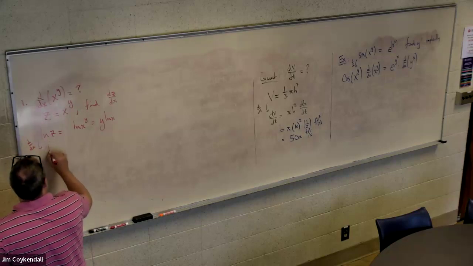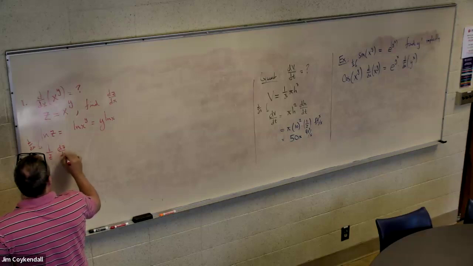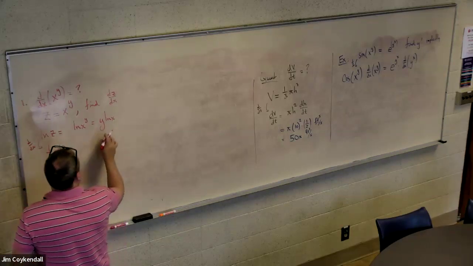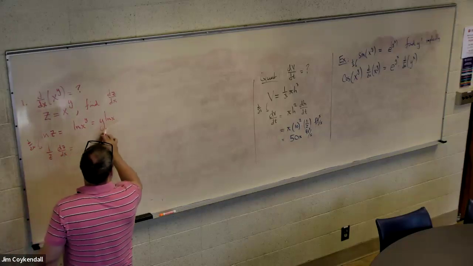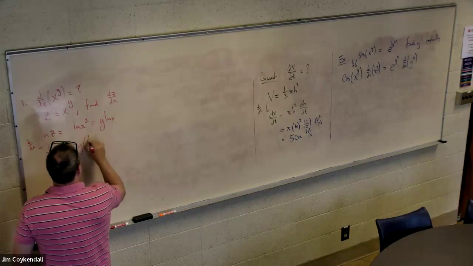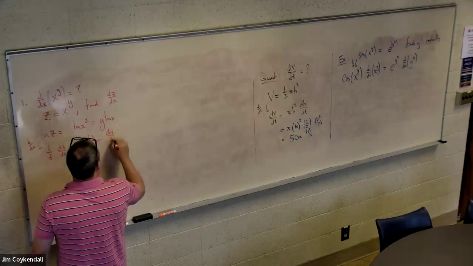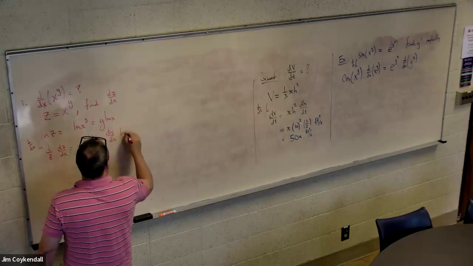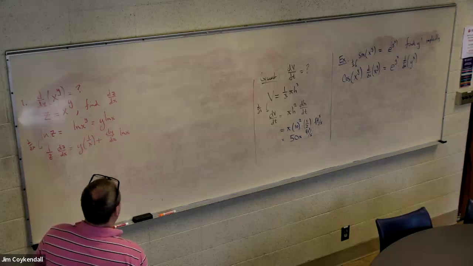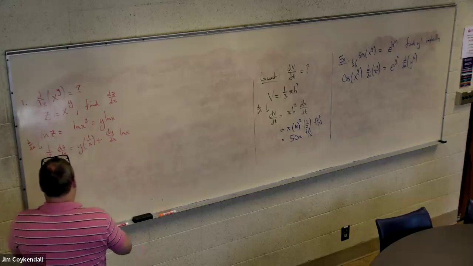That's what we want. And I have 1 over z dz/dx, or z prime, is, take the derivative of this. It's this times the derivative of this, plus dy/dx times log x. So I've got my first answer.